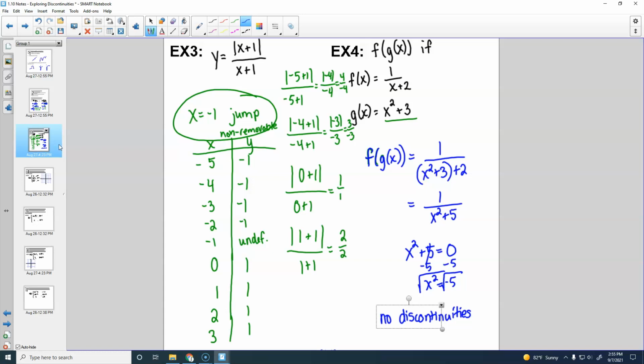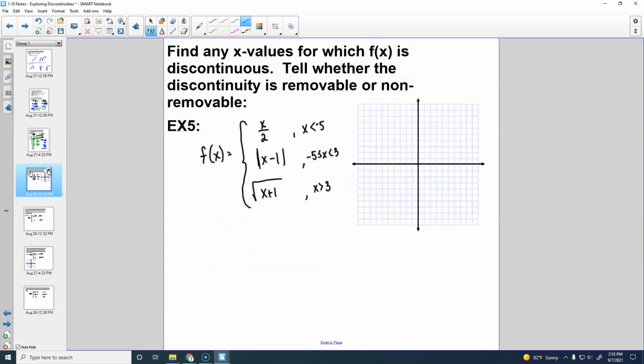Okay, questions? Alright, it sounded like earlier that we are a little weak on piecewise functions, so it's a good thing we are going to look at those a little bit more.